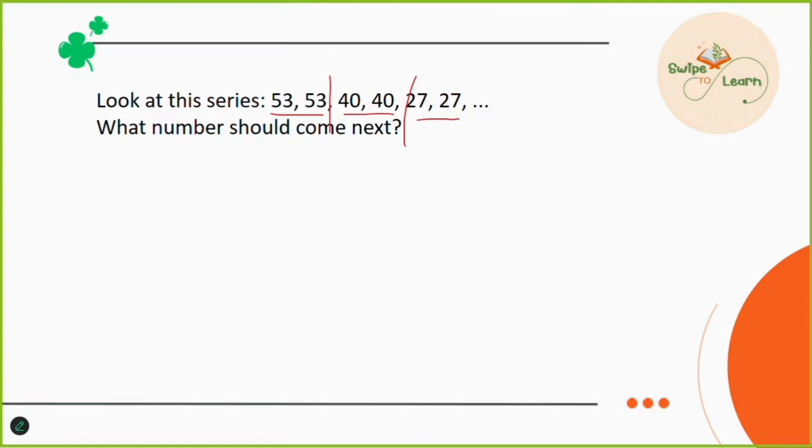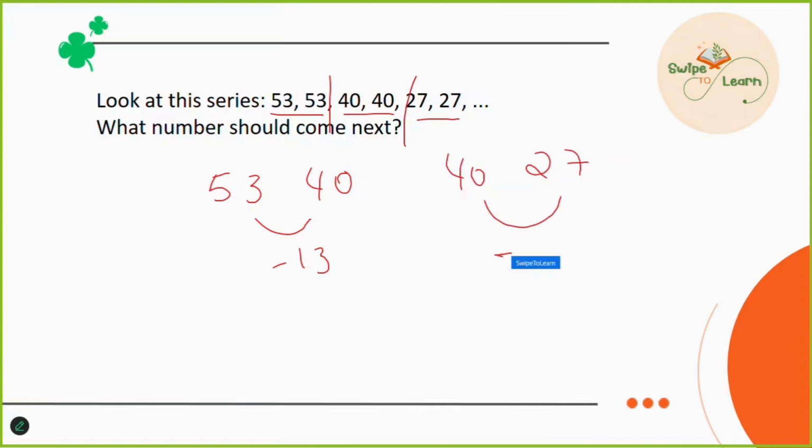Okay. First let's check the difference between 53 and 40. What is the difference here? Here the difference is minus 13 because the numbers are decreasing, right? If a number is decreasing, we have to indicate it with a negative symbol. So 53 and 40, this is a difference of minus 13. And again 40 to 27, same. It is a minus 13. Now we got that logic. What would be the next term?